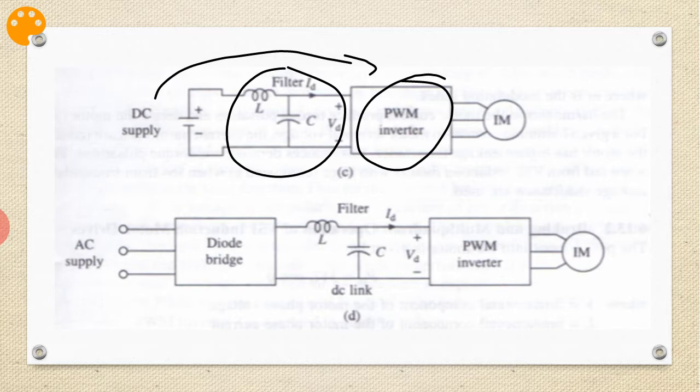So when you are connecting this PWM inverter, no arrangement is required for the variation of input DC voltage. By varying the PWM, we can control the voltage. So there is no need for variation in input DC voltage.